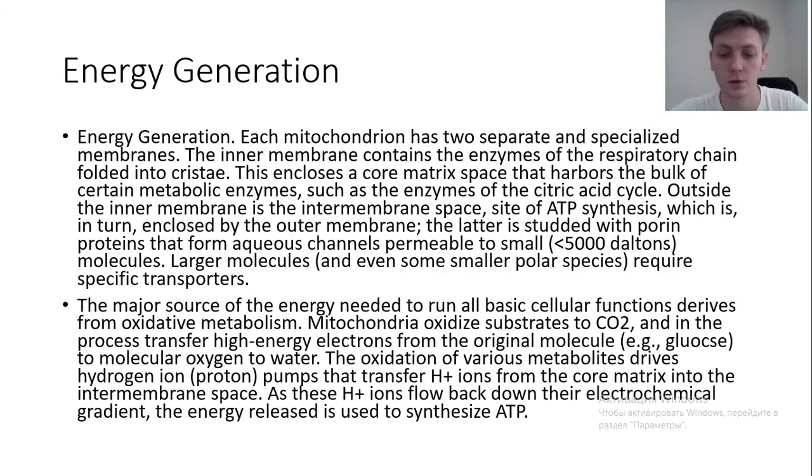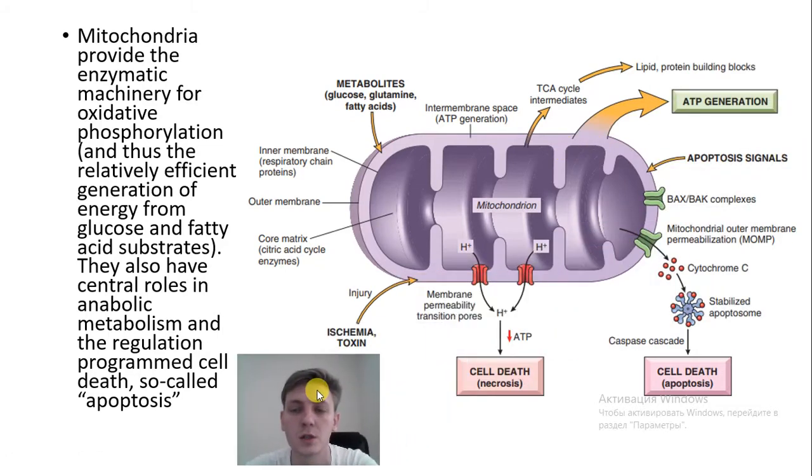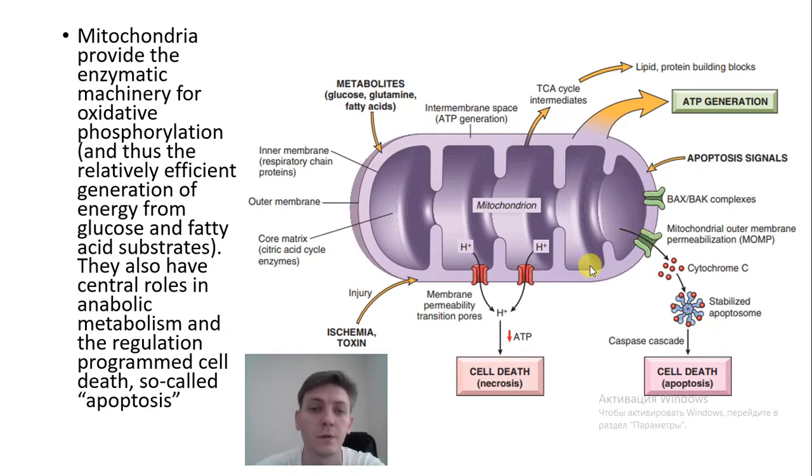Let's talk about the function of mitochondria. Mitochondria provide the enzymatic machinery for oxidative phosphorylation, and thus the relatively efficient generation of energy from glucose and fatty acid substrates. They also have central roles in anabolic metabolism and the regulation of programmed cell death, so-called apoptosis. The next set of lectures will be about cell death and cell changes due to cell stress, and mitochondria, of course, react to it as one of the first.